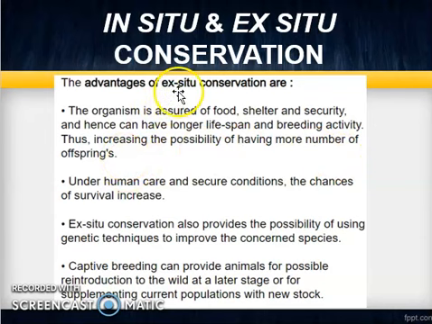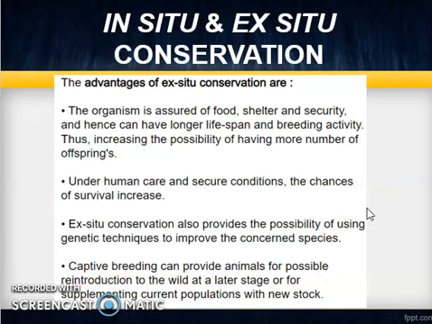The second advantage of using the ex situ conservation method is that under human care and secure conditions, the chance of survival increases. The third, ex situ conservation also provides the possibility of using genetic techniques to improve the concerned species. And lastly, using this method, captive breeding can provide animals for possible reintroduction to the wild at a later stage, or for supplementing the current population with new stock.